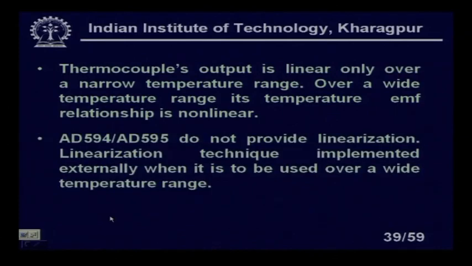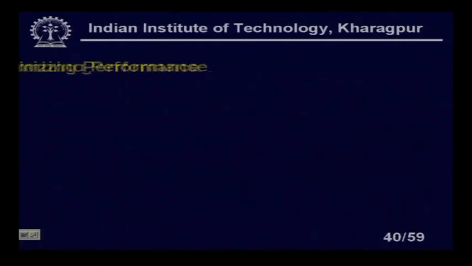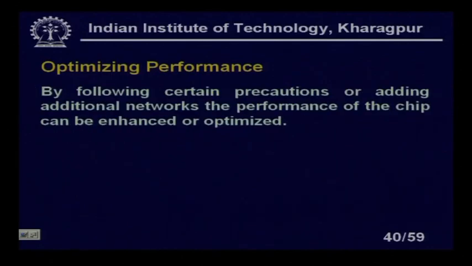AD594, AD595 do not provide linearization. Linearization technique is implemented externally when it is to be used over a wide temperature range. Optimizing performance: by following certain precautions or adding additional networks, the performance of the chip can be enhanced or optimized.